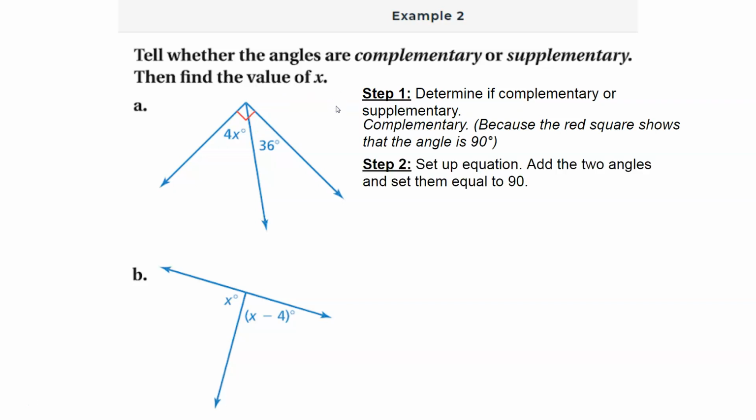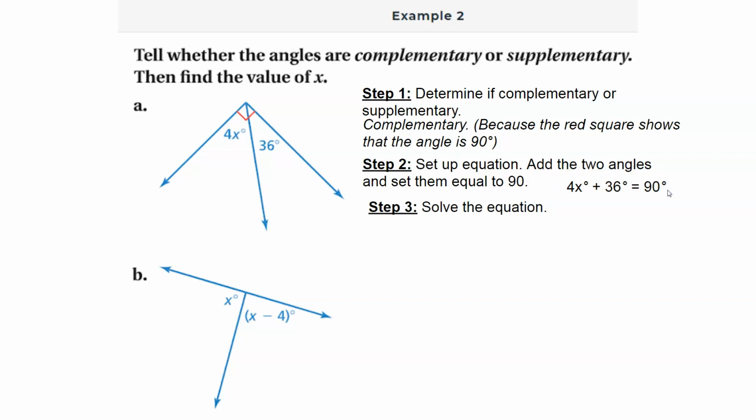Step 2 is we set up the equation. So we add the two angles, because remember in the previous lesson we always added them together, and if they were complementary, they were always equal to 90 degrees. So we add these two together and set them equal to 90, like this over here. So we have one angle plus the other angle, and it has to equal 90.